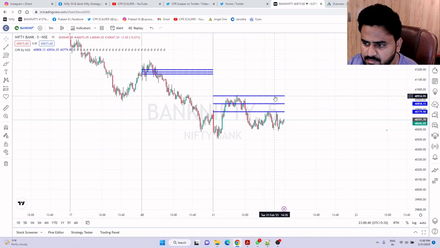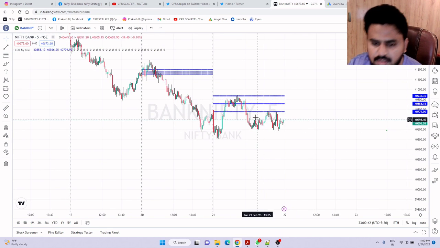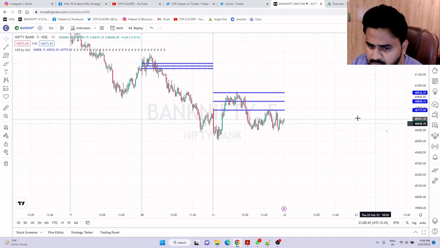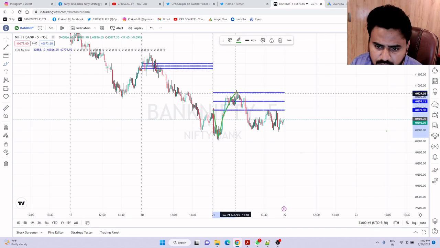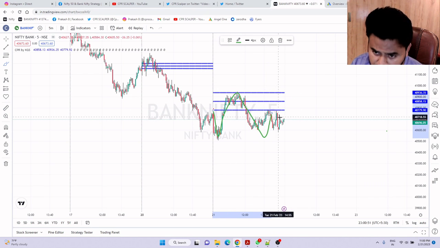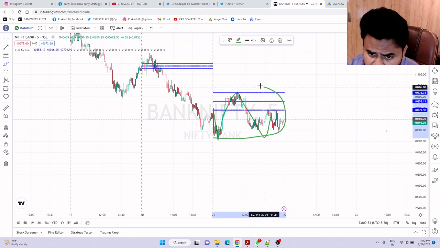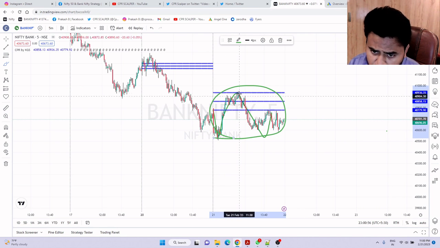This is a wide CPR. It is almost 200 points in width. So it is a wide CPR. On wide CPR days, the price will be moving volatile and sideways, trading near the CPR. See, it is close to the CPR. It is inside the CPR for a very long time.